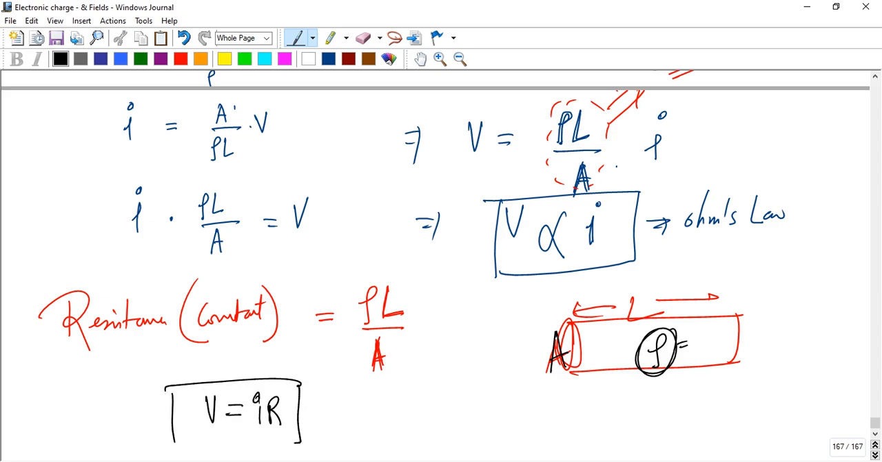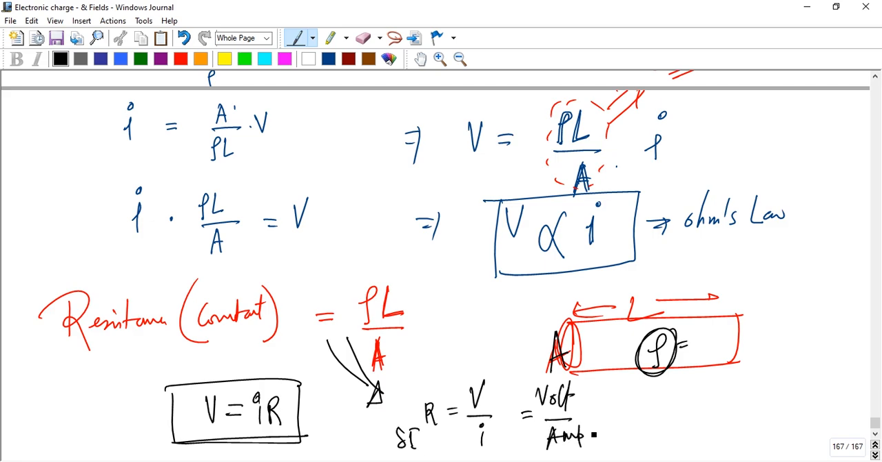That's the very famous Ohm's law, and the resistance. So the SI unit of resistance: R equal to V by I. V stands for volt, the SI unit, and I for ampere. So volt per ampere, from Ohm's law, is called ohm. The SI unit of resistance is ohm. The symbol looks like this. So the SI unit of R is ohm.